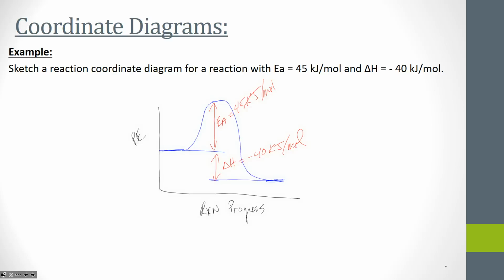So what I've done here is I've sketched what this coordinate diagram should look like. I start my graph wherever I feel like starting. I just start somewhere in the middle, and I'm going to add energy. So I'm going to draw a hill. And that hill, I labeled it as my activation energy, and it has 45 kilojoules of energy per mole. And then my delta H, since it's negative, my reaction has to end lower. So I make my reaction come down lower than my initial value, and I labeled that as my delta H. So there is my coordinate diagram for this reaction.